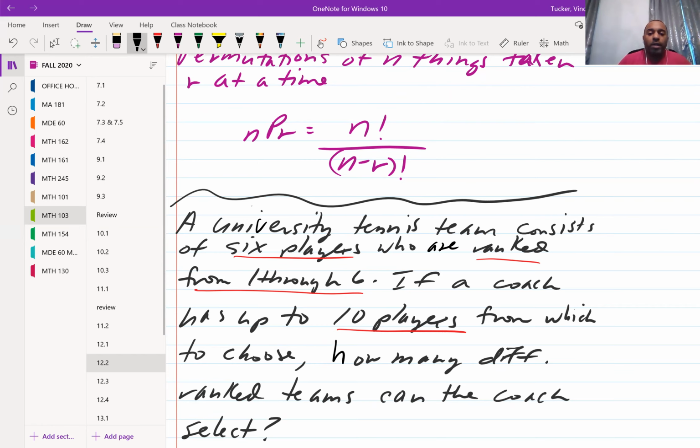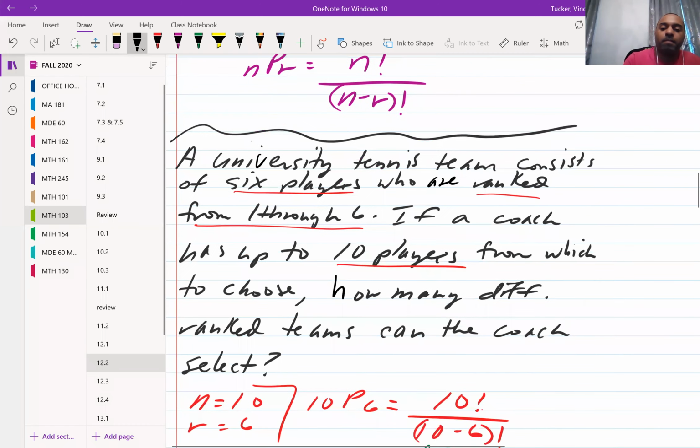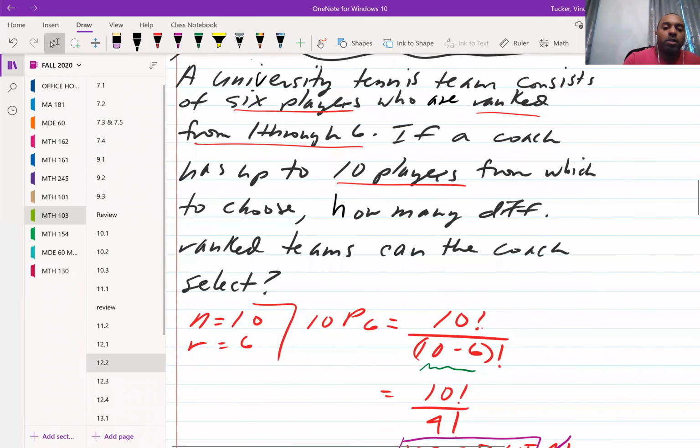It says how many different ranked teams can the coach select? He has 10 players altogether. He wants to choose 1 through 6. So he's trying to figure out how many different ways he could choose 6 out of the 10. That means N is 10 and R is 6. Remember I told you N is always going to be the larger number. So that's going to be 10 factorial over 10 minus 6 factorial.